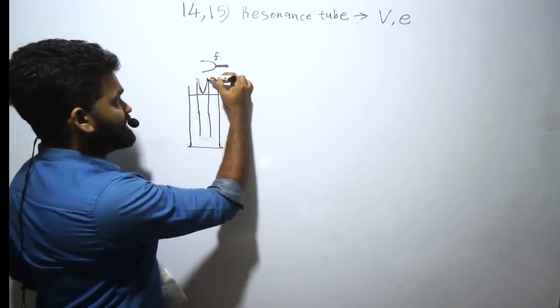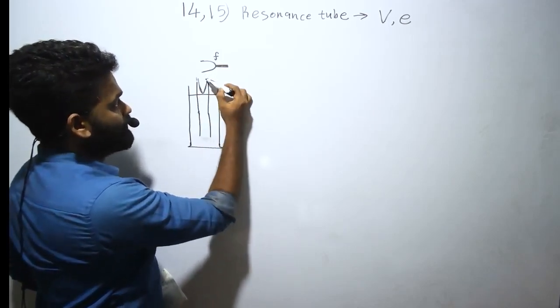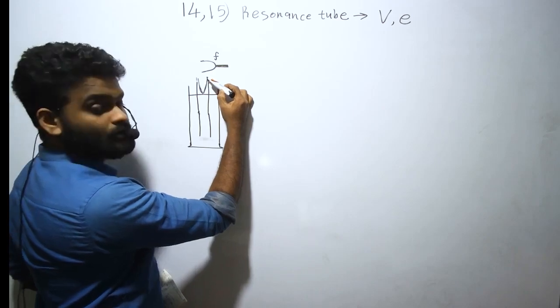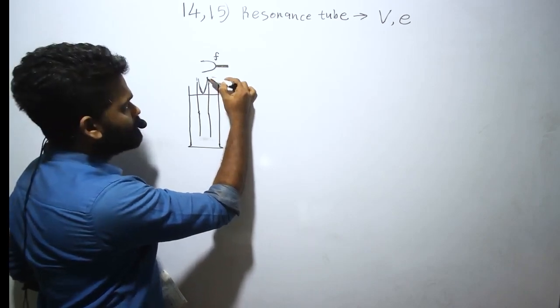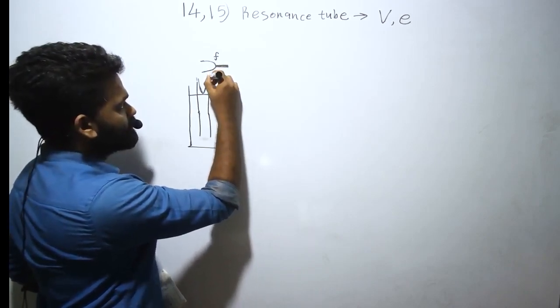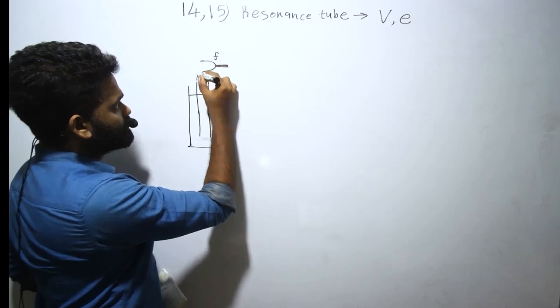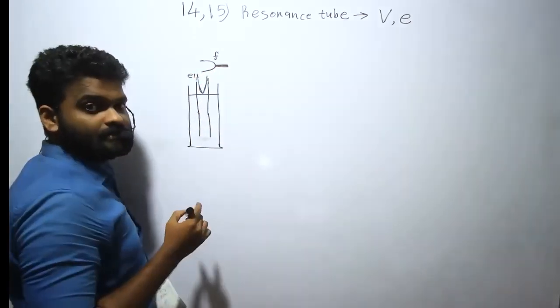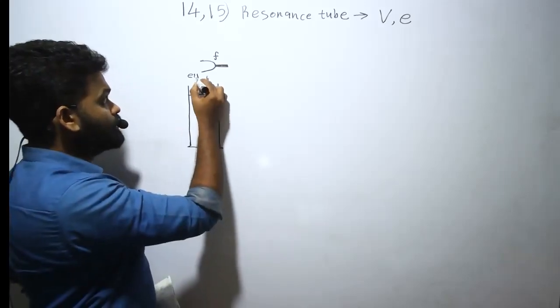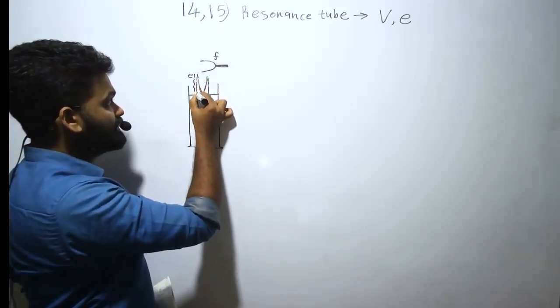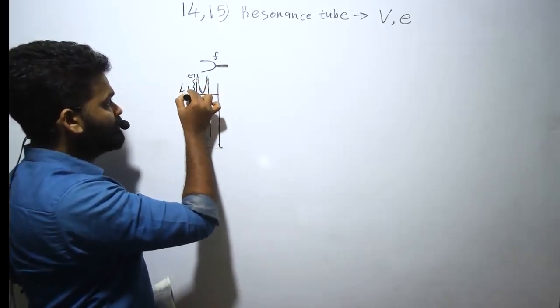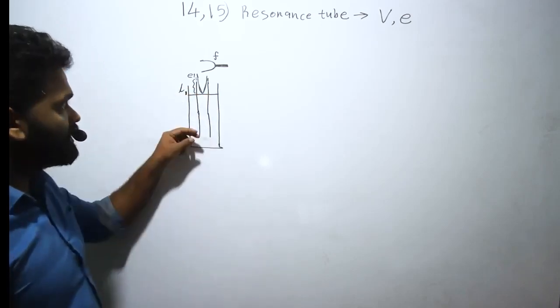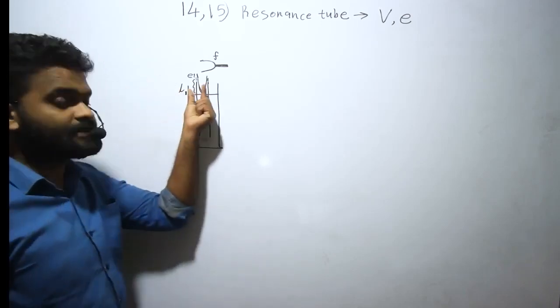You know that there's an end correction. The wave does not stop here; it moves slightly above, like this. That is what we call end correction. Then this length we can call L1. So you keep lifting the pipe till this occurs.